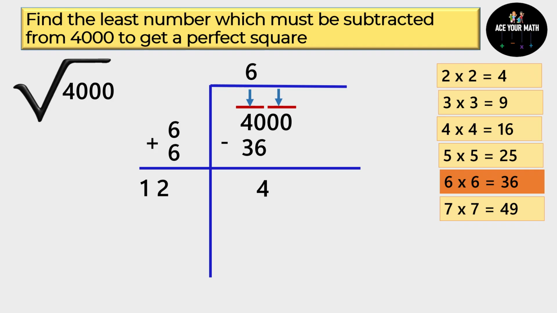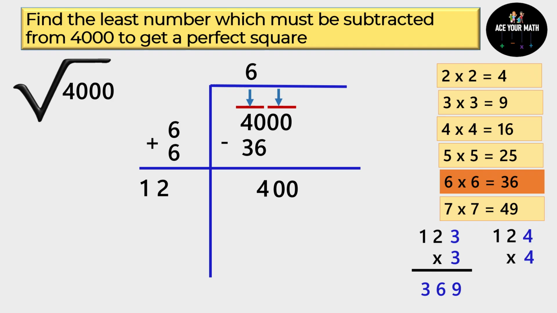Now you will consider the second group, which is 0 and 0. So let's bring it down. So the new number formed is 400. Now in your rough area, you will try different combinations. So first of all, let's try 3 with 12. So when you write 3, the new number formed is 123. Now multiply it by 3 only. It gives you 369. See, 369 is less than 400.